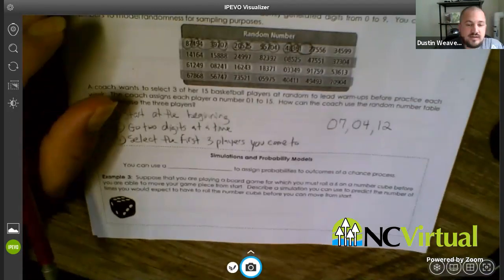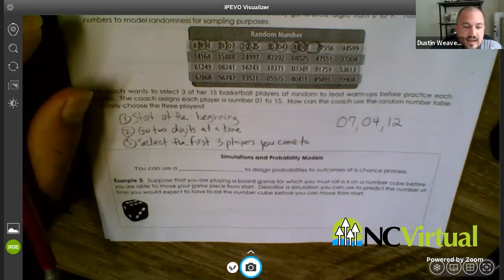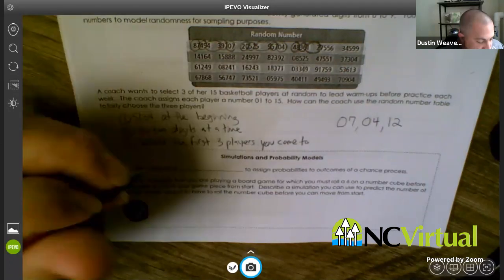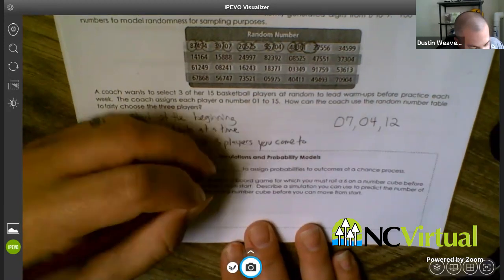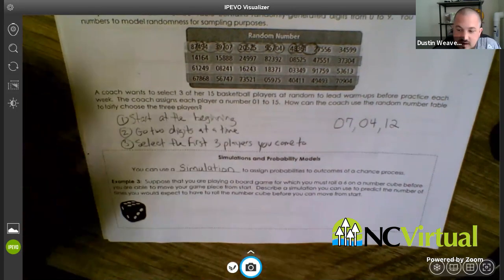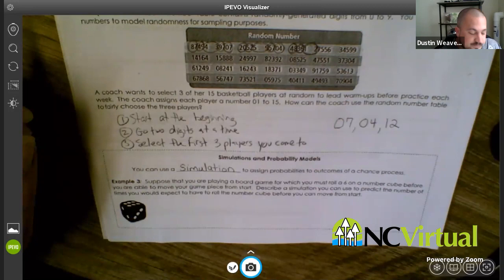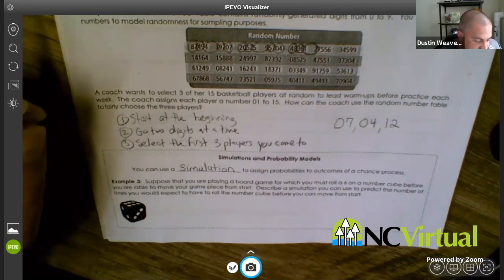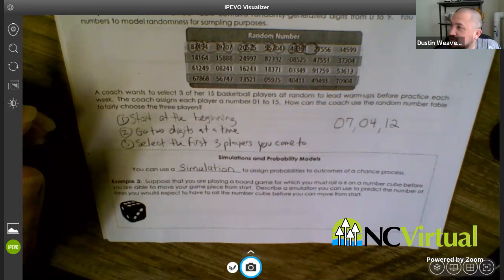All right, so simulations and probability models is the bottom here. And what this says is you can use, and this is called simulation, so you can use a simulation to assign probabilities to outcomes of a chance process. Example 3 says, suppose that you are playing a board game for which you must roll a 6 on a number cube.